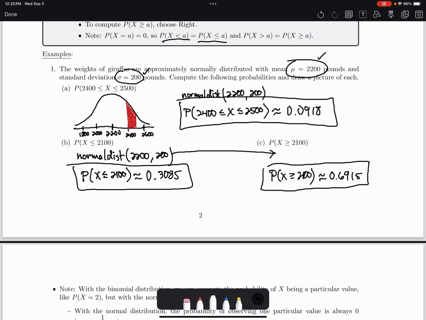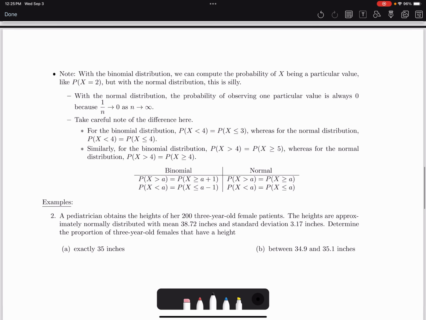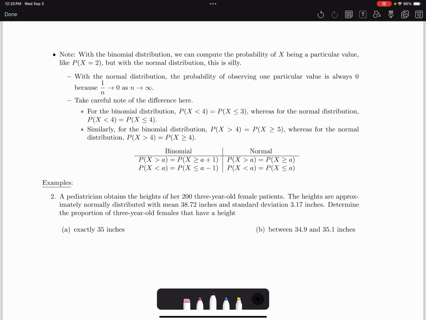Okay, so that's how we compute probabilities with the normal distribution. Let's sort of focus in on that strange thing about the probability that x equals some number always being 0. So with the binomial distribution, we can actually compute the probability that x is some particular value, right? Like the probability x equals 2. But with the normal distribution, this is kind of silly. And to see why, here's kind of the reasoning.